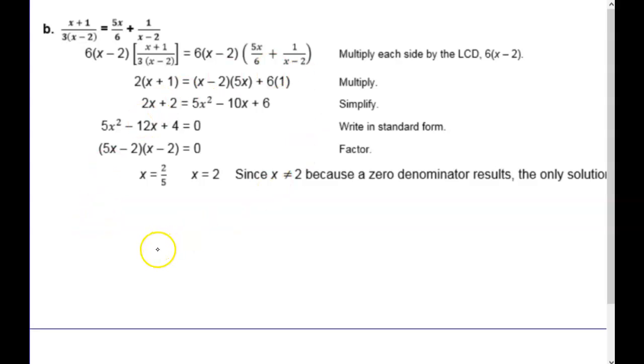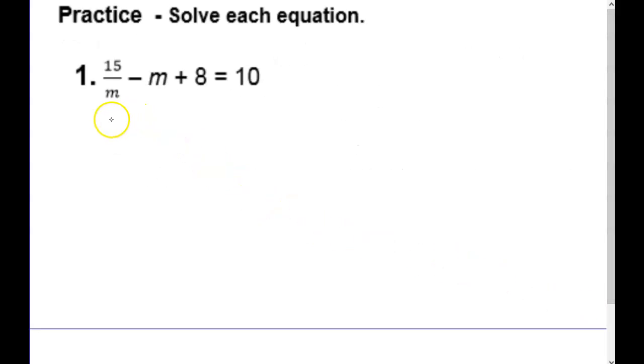Here's another one multiplied out. I'm going to skip this one for time's sake and get started on the ones we have. What is the only denominator here? M. So we need to multiply through by an M.